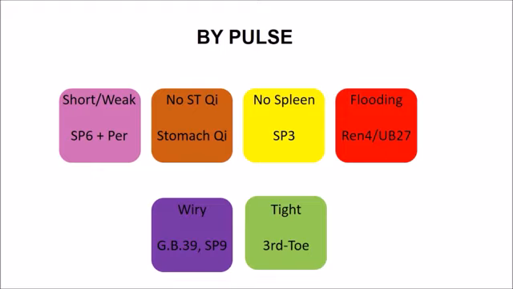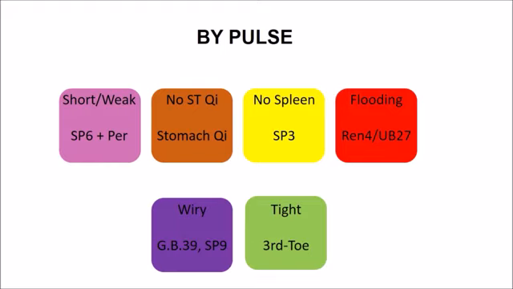A pulse that disappears in the middle guan right side, the spleen position, is considered a spleen-deficient pulse and is treated with spleen 3. A flooding left sun heart pulse indicates possible cardiac issues and the use of REN4 if the pulse is rapid or UB27 if the pulse is slow.